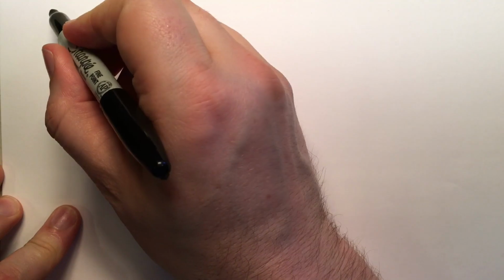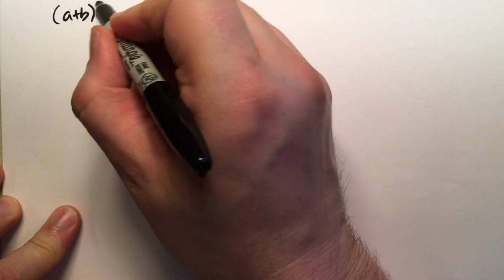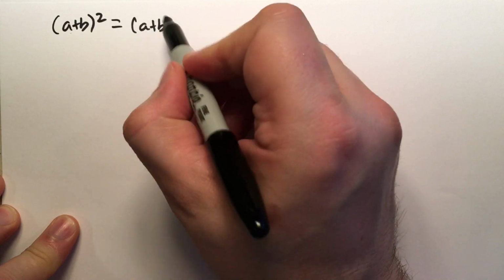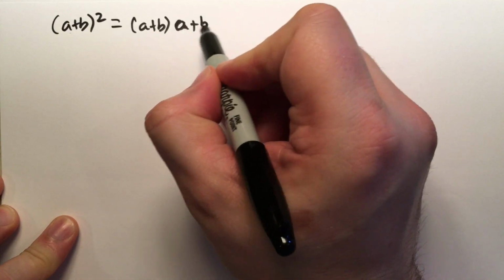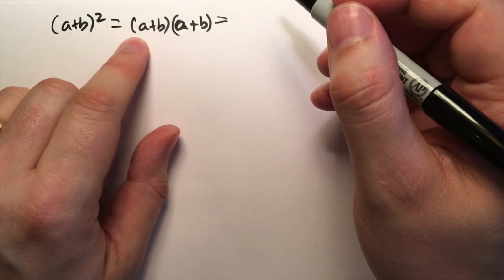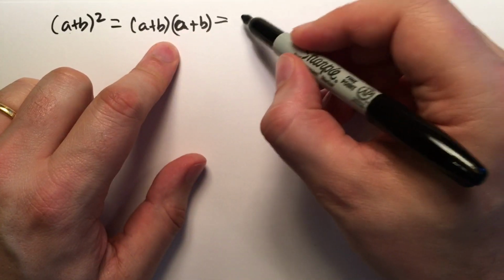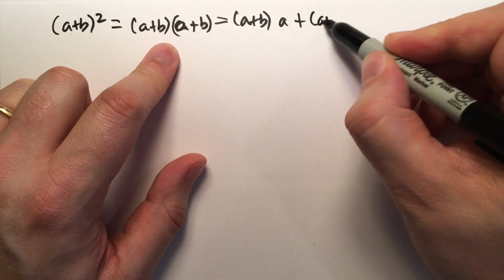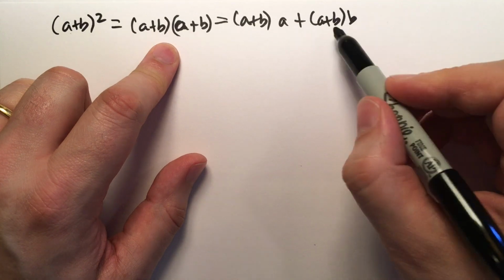What happens when you take the square of a plus b? So you have a plus b, and you square that. That's the same as a plus b times a plus b. Apologies for my handwriting there. So let's distribute this factor among those. We get a times a plus b, plus b times a plus b.